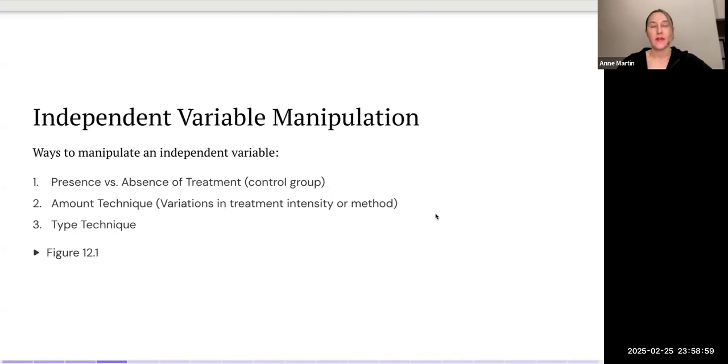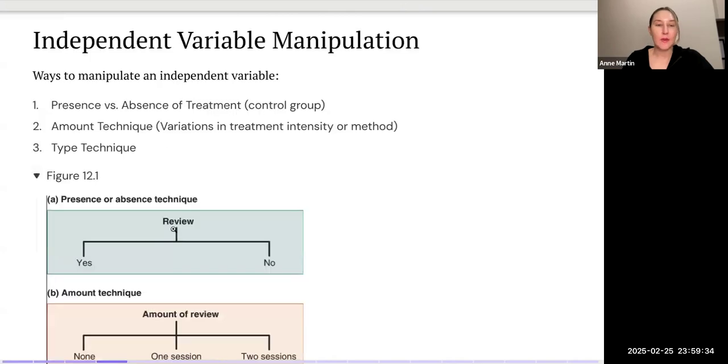So thinking about independent variables that you can manipulate, these are things like an intervention, a treatment, a particular protocol that participants can try. And so you can have one group of participants do the treatment and the other does not. So that's what we mean by manipulation. So there's 3 different types of independent variable manipulation discussed in this chapter: either the presence or the absence of the treatment, like in a control group, the amount, variations in the intensity or method, and then the type.